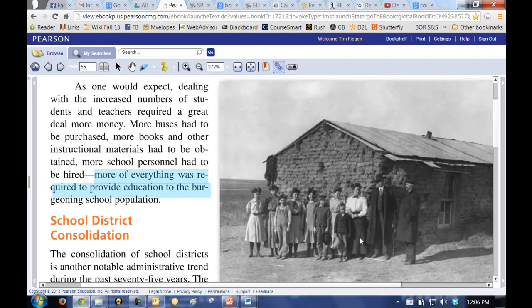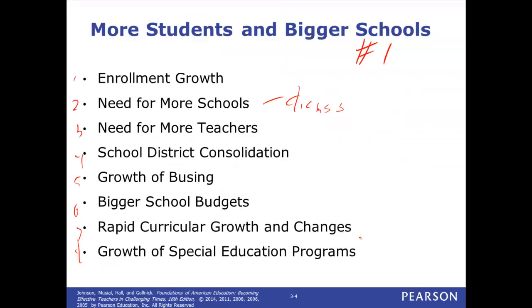I'm going to ask you to do that here also, under more teachers. Why are our rural schools shrinking? So this will be number 2, this will be number 3. You're still going down this list here. Why are the rural schools shrinking in South Dakota? Why are they closing? Where are the kids going?